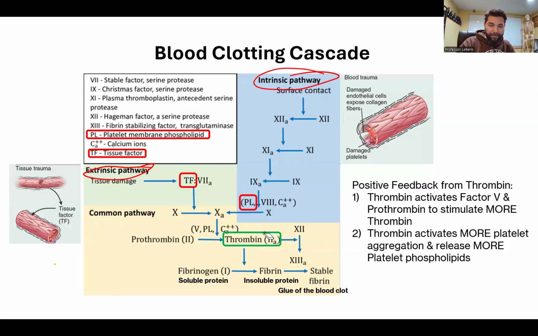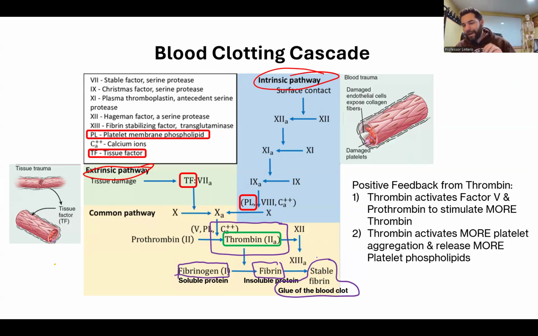Let me use a different color here because why not? We have something called thrombin. Thrombin converts fibrinogen into fibrin. That's what this is showing, right? So fibrin is what starts to form kind of its protein, right? It helps form kind of the scab, if you will. It causes that adherence, and then that's what stuff sticks to. And that is the glue for the blood clot.